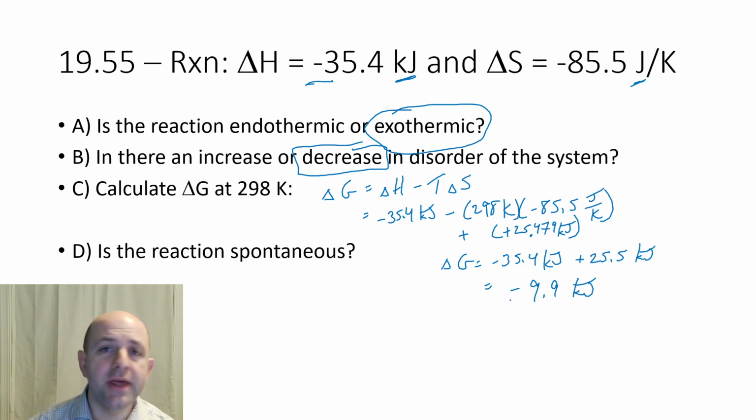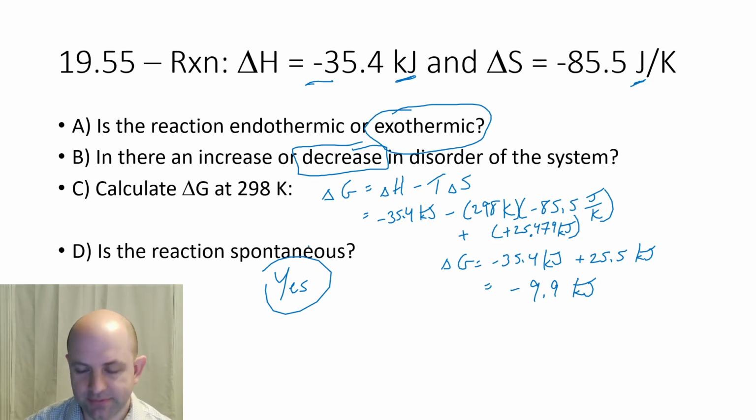And then we use that answer from part C to answer part D. Is the reaction spontaneous for these conditions? Simple answer is if it's negative, yes it is. If it's positive, no it isn't. We have a negative answer, negative 9.9. So yes it is for these conditions. And that's how you do a problem like number 55.